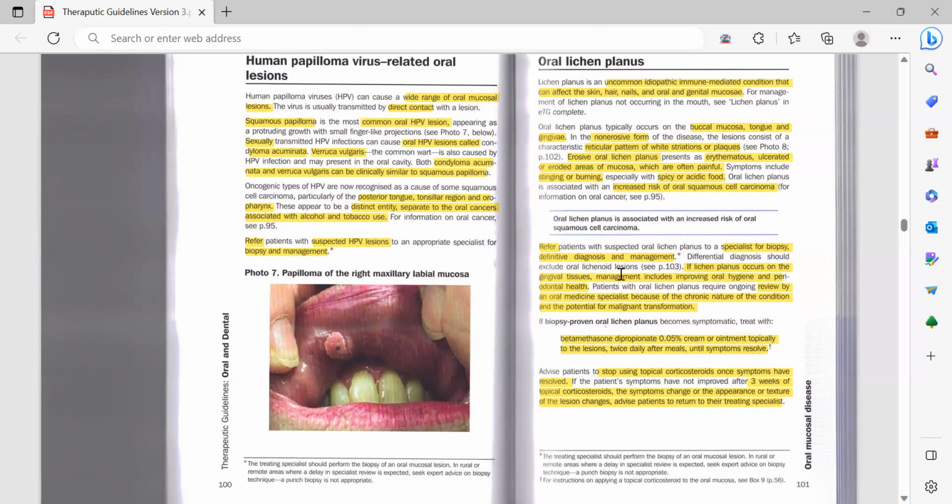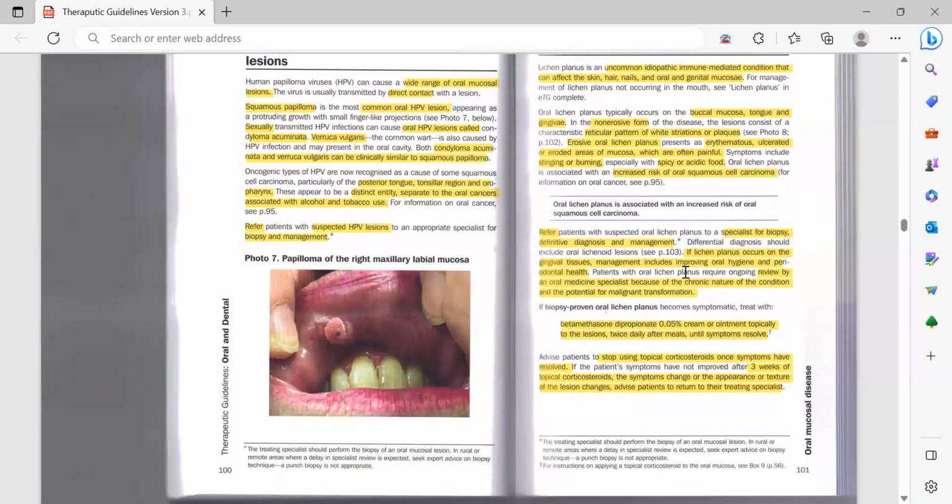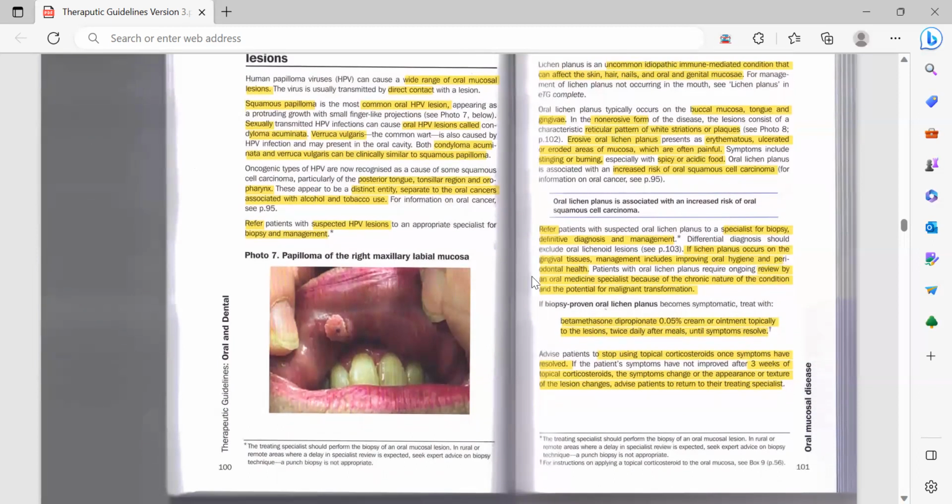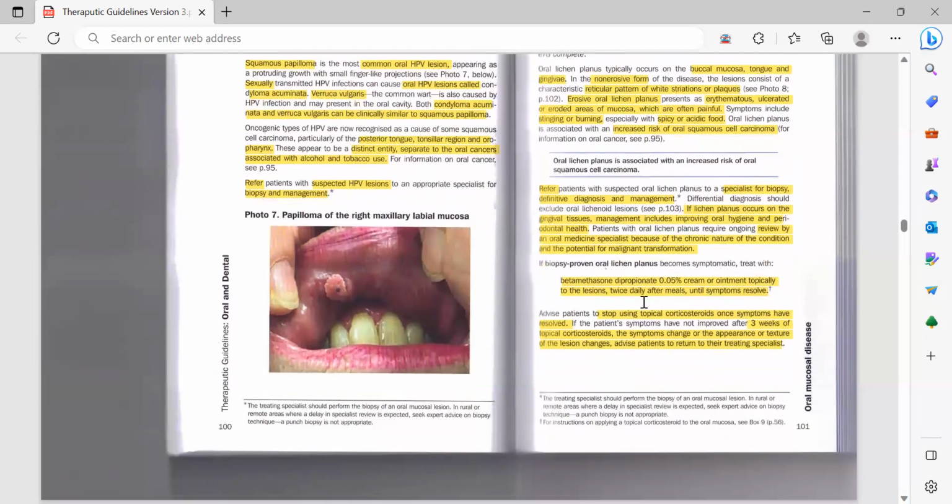And if lichen planus occurs on the gingival tissues, management includes improving oral hygiene and periodontal health. Patients with oral lichen planus require ongoing review by oral medicine specialists because of the chronic nature of the condition and the potential for malignant transformation. So if your patient has oral lichen planus, then he needs to be reviewed continuously by an oral medicine specialist because it has an increased risk of transformation into malignancy.